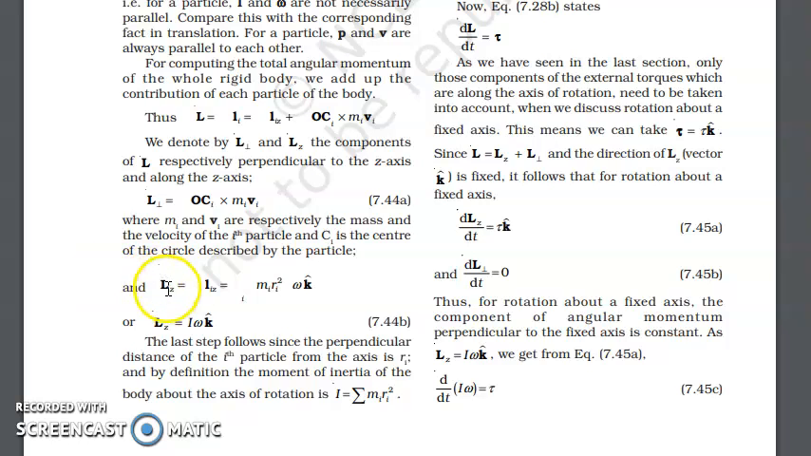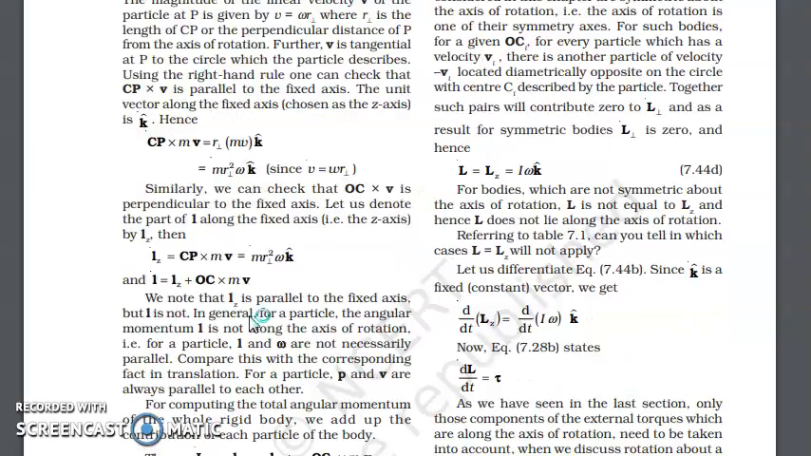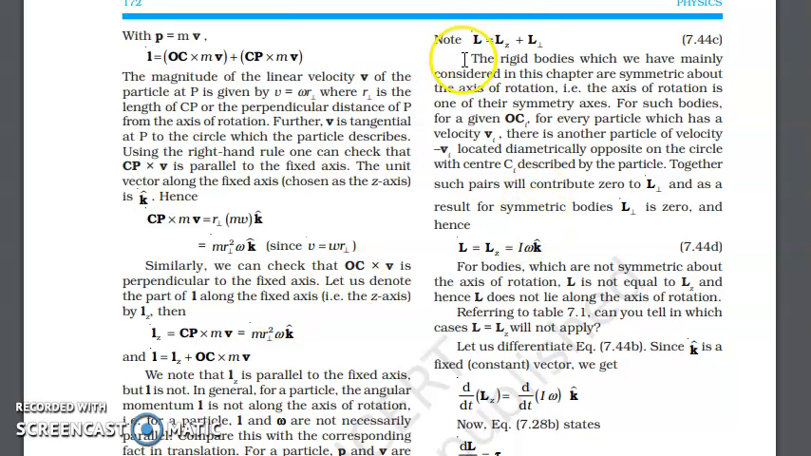Now if we talk about Lz, that will be mi ri square omega k cap, and you know that m into r square is the basic formula for the moment of inertia, so you can write it here I omega k cap. So Lz is basically equal to I omega k cap. This is the same thing which I have told you. Now L will be equal to Lz plus L perpendicular. Lz is I omega k cap and L perpendicular is in the plane x' and y'.